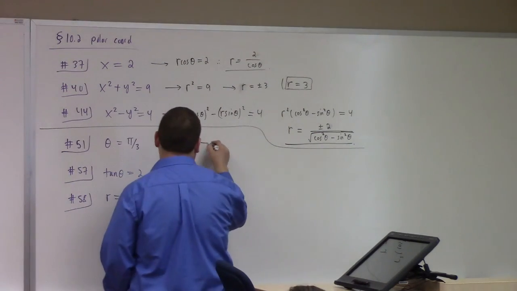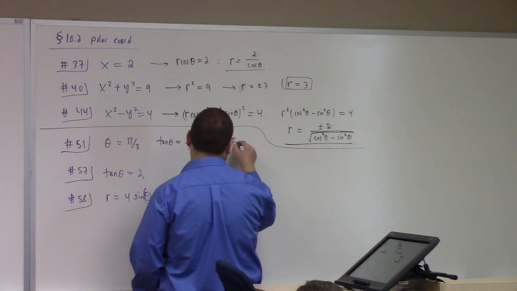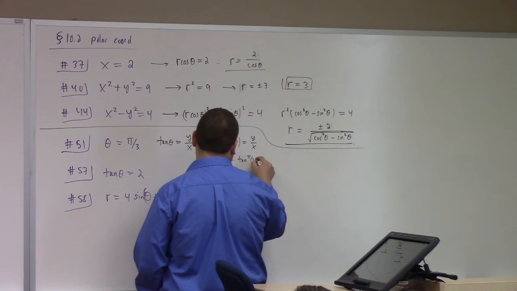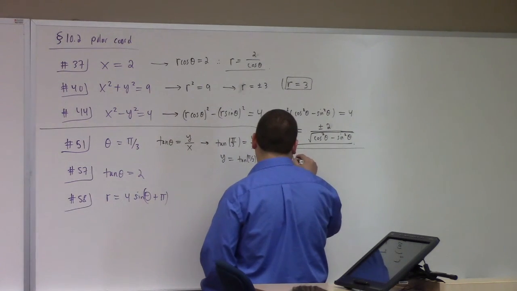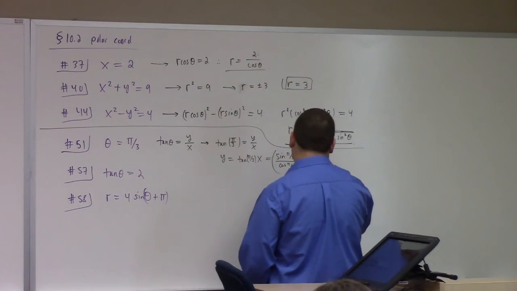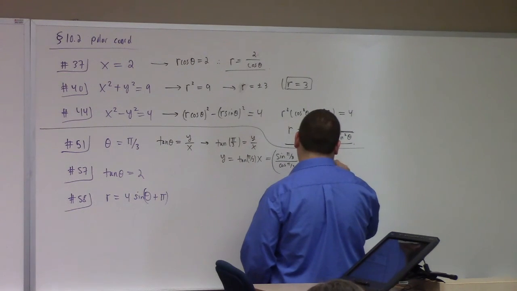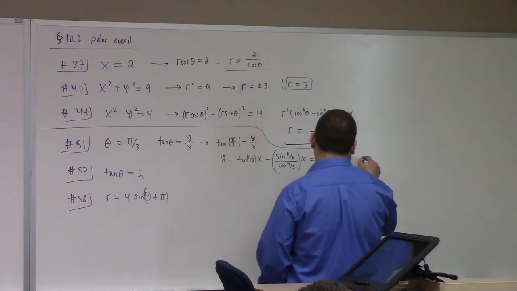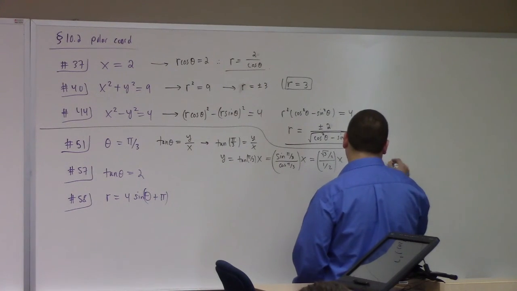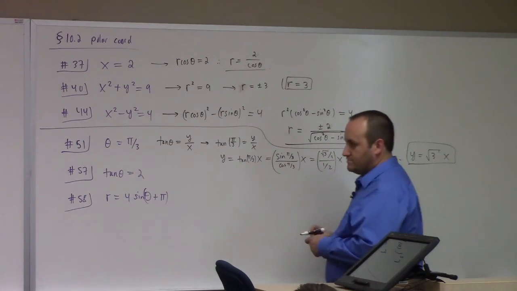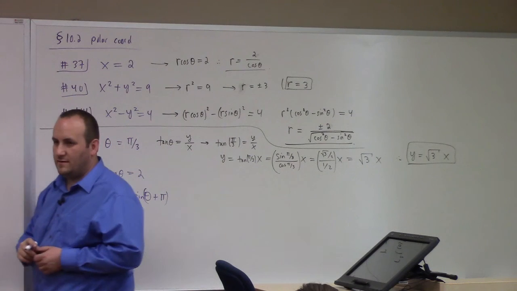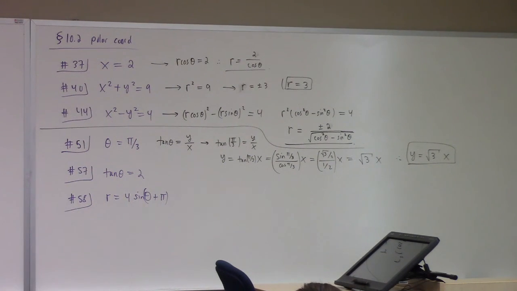So that tells me tangent pi over 3 is y over x, or y is equal to the tangent of pi over 3 times x. Now, tangent of pi over 3 is the sine of pi over 3 divided by the cosine of pi over 3, which is root 3 over 2 divided by 1/2. So, in fact, y is equal to the square root of 3 times x. That's not quite right. Why?